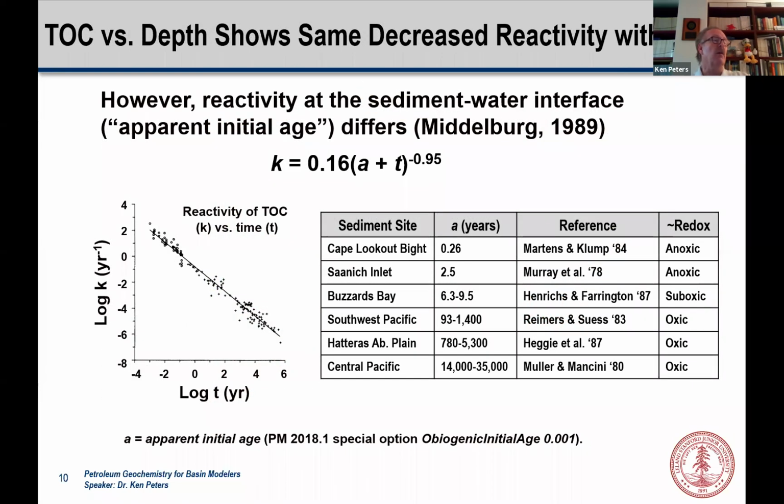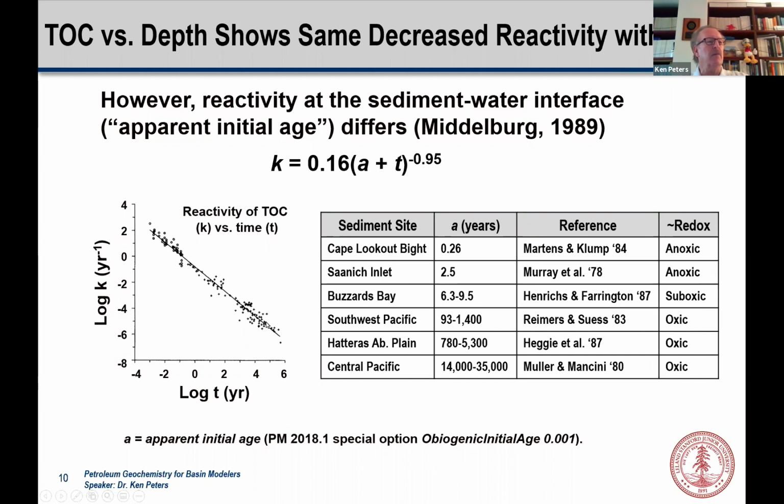I want to talk now about a fundamental paper that was written by Jack Middelburg back in 1989. Middelburg was concerned with looking at the relative rate of the degradation of organic matter with time in sediments. So he plotted the log of the rate as a function of the log of the time, and he got a straight line, which I still find an amazing correlation.